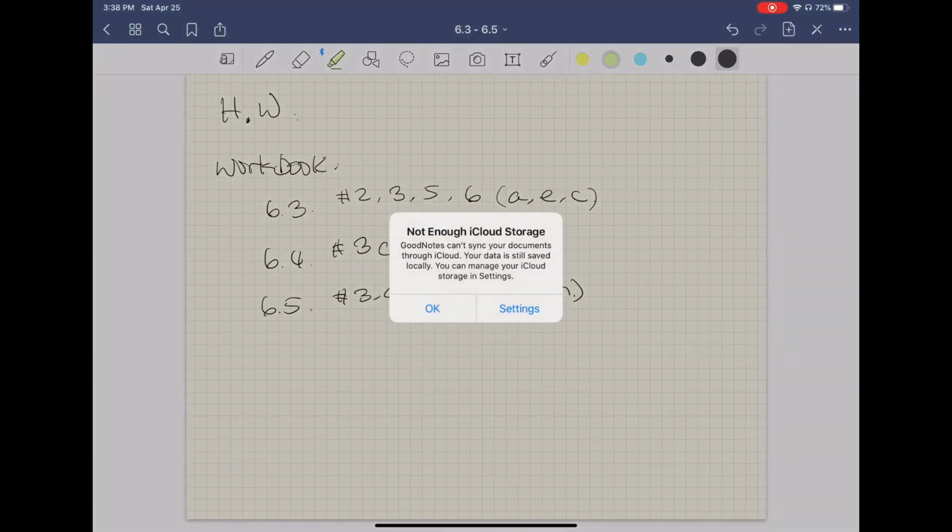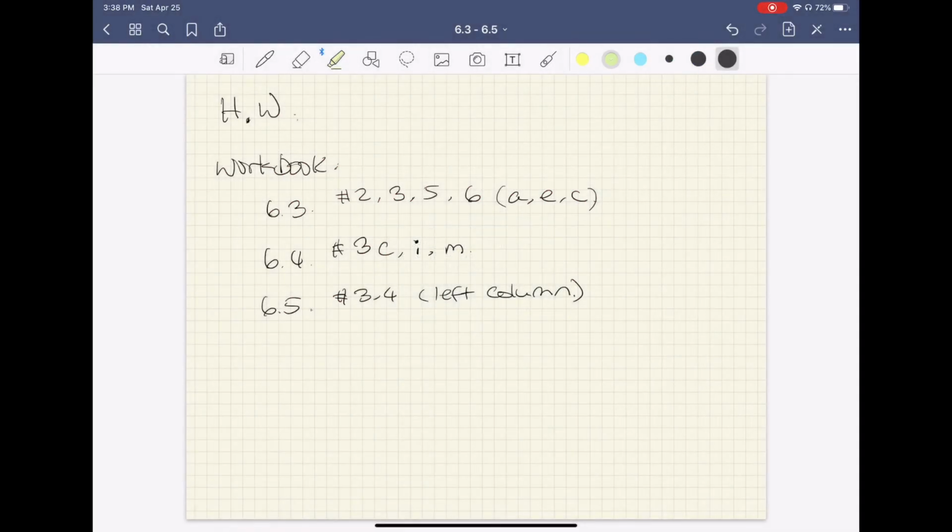All right, for your homework practice, please try 6.3 questions 2, 3, 5, 6, part A, C, E only for those 4 questions. 6.4, question 3, part C, I, and M, and 6.5, questions 3 and 4, left column only. You're welcome to do more, but I think this is enough practice for these 3 sections. Please try them and let me know if you have any questions. You can post your questions on Teams or email me.